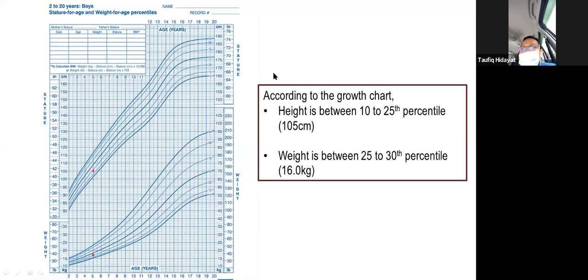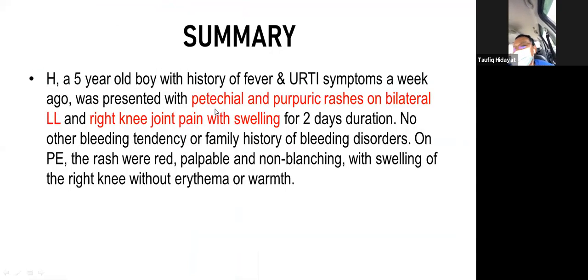Yeah? Okay. It's the 50th centile, yeah, bukan 30th centile. Alright, so go to summary again. So dah keluar dari diagnosis is HSP, yeah.